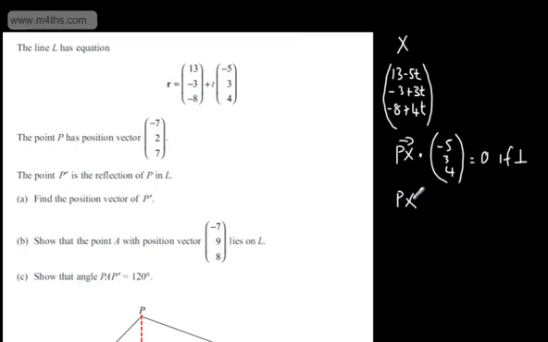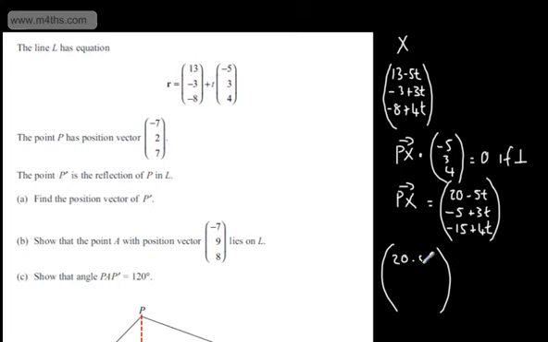So let's look at PX. PX is going to be X minus P. X is my general point on the line, and then we've got P just here. Writing this out, that's going to be 13 minus 7, which is 20 minus 5t. Then minus 3 minus 2, which gives me minus 5 plus 3t. Then minus 8 minus 7, that's going to give me minus 15 plus 4t. So this now is PX, so we can go ahead and dot that.